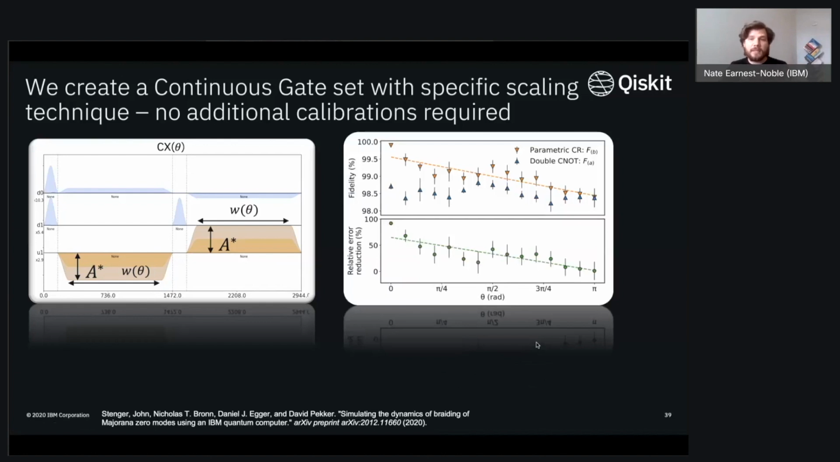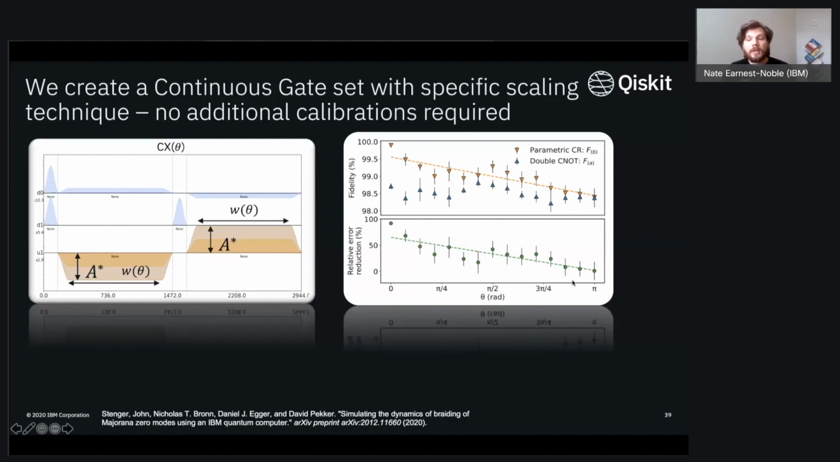To actually see how this performs, here we show a plot that compares the two ways of going about it. Namely, the blue dots are using this double C naught version. So we're going to have two C naughts with those RZ rotations. And then we're going to implement it for varying angles here. And then we have this parametric version in which we use this technique of scaling the pulses to get this sort of continuous gate set.